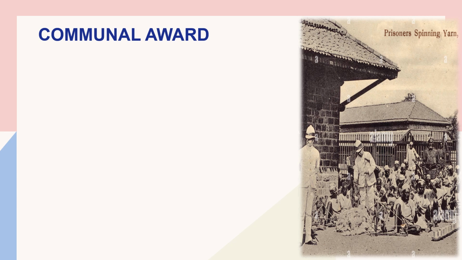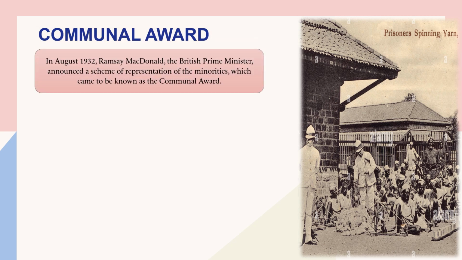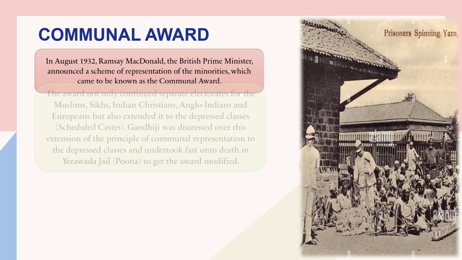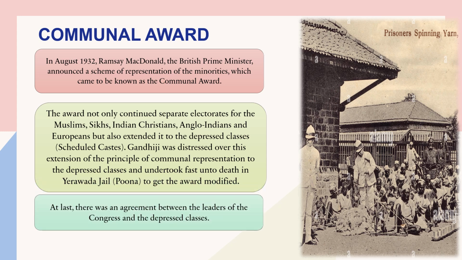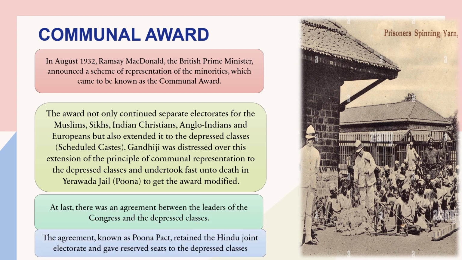Next one is the Communal Award. In August 1932, Ramsay MacDonald, the British Prime Minister, announced a scheme of representation of the minorities, which came to be known as the Communal Award. The award not only continued the separate electorates for Muslims, Sikhs, Indian Christians, Anglo-Indians, and Europeans, but also extended it to depressed classes.